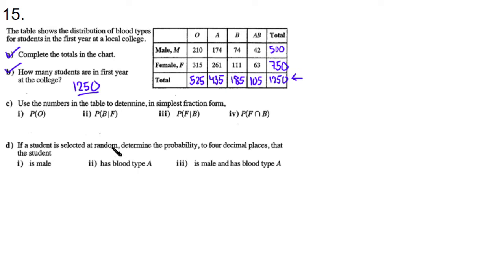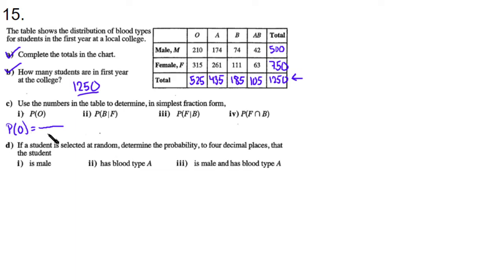In C, use the numbers in the table to determine in simplest fraction form the following probabilities. Okay. So the first probability is the probability of having blood type O. And remember, when we calculate the probability, it is number of favorable outcomes in the numerator divided by total number of outcomes.